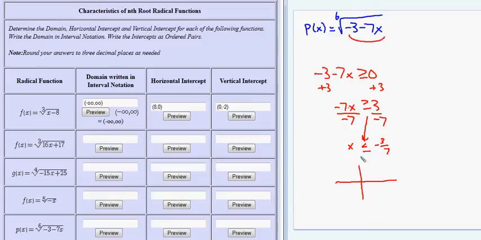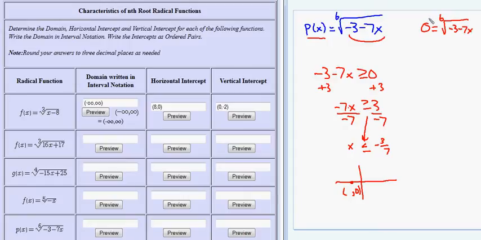To find a horizontal intercept, the idea is if you're on the horizontal axis, one thing you know about that point is that the output is 0. So the technique of finding the horizontal intercept is to replace your output, p of x, with 0. I actually just did that, except I also had the greater than symbol. But that little equality symbol there took care of this equation that I'm about to write down, the sixth root of negative 3 minus 7x equals 0. To solve that, I need to do the inverse of the sixth root.